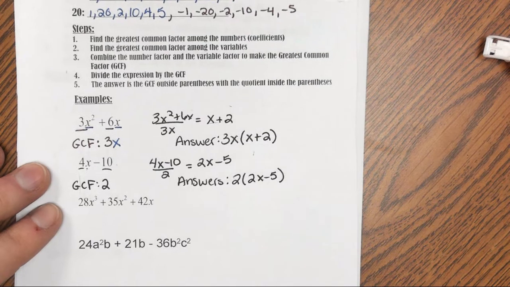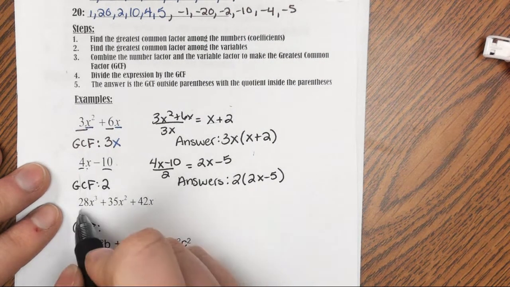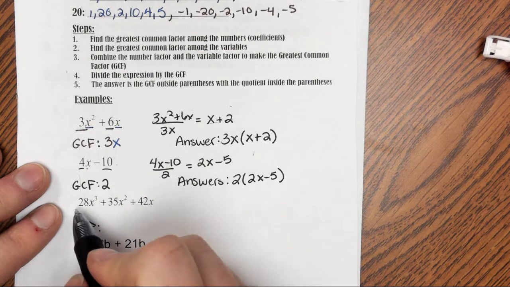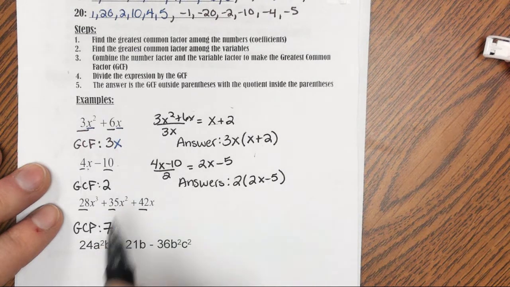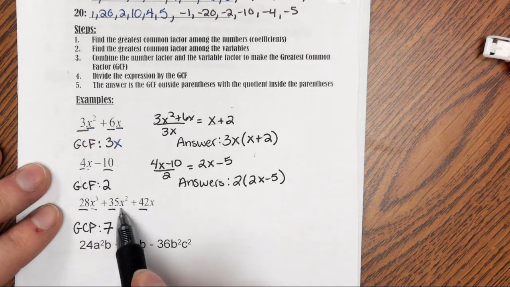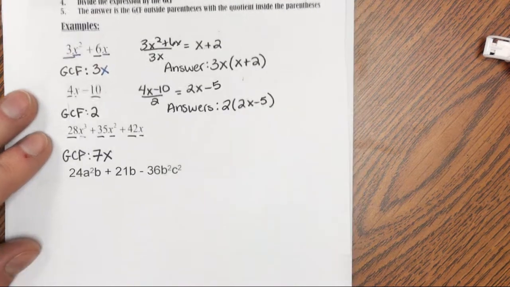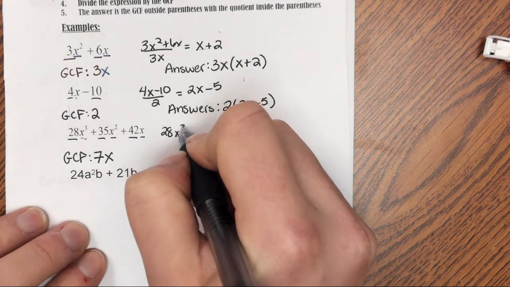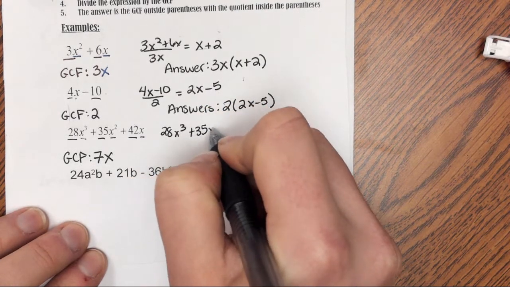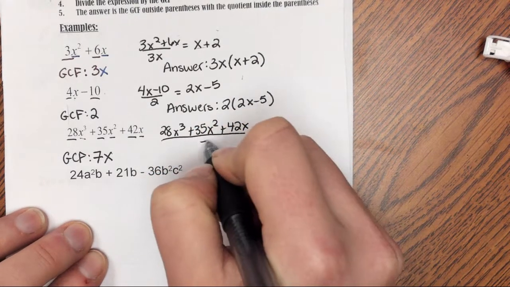All right, next one, GCF. So I look at my numbers first. The greatest common factor of 28, 35, and 42 is 7. And then the greatest common factor of x to the third, x to the second, and x is just x. So my greatest common factor is 7x. So I have 28x to the third plus 35x squared plus 42x divided by 7x.